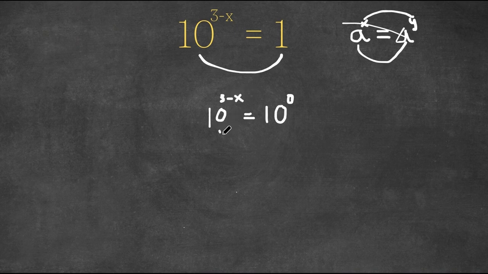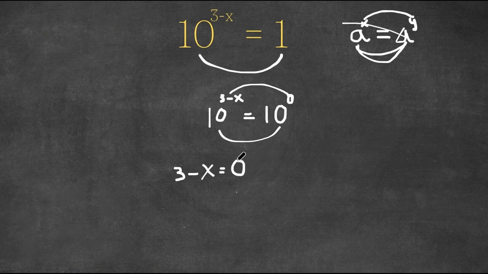Now notice how these two bases are the same, just like this one. And think of 3 minus x as x and the 0 as y. Because these two bases are the same, that means that these two exponents are the same as well. So we can just ignore the bases for now and just set 3 minus x equal to 0. And now, as you can see, we've created a simple equation.